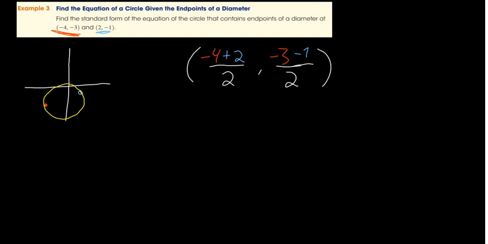Okay, so this becomes my center. So -4 plus a positive 2 is a -2. -2 divided by 2 is going to be a -1. And then -3 minus 1 is -4. -4 divided by 2 is a -2. Okay, so this point right here is (-1, -2). You can kind of see that, right? Because it looks like we're going over about 1 and then going down about 2, so that makes sense. So this becomes my center. So that part's taken care of.